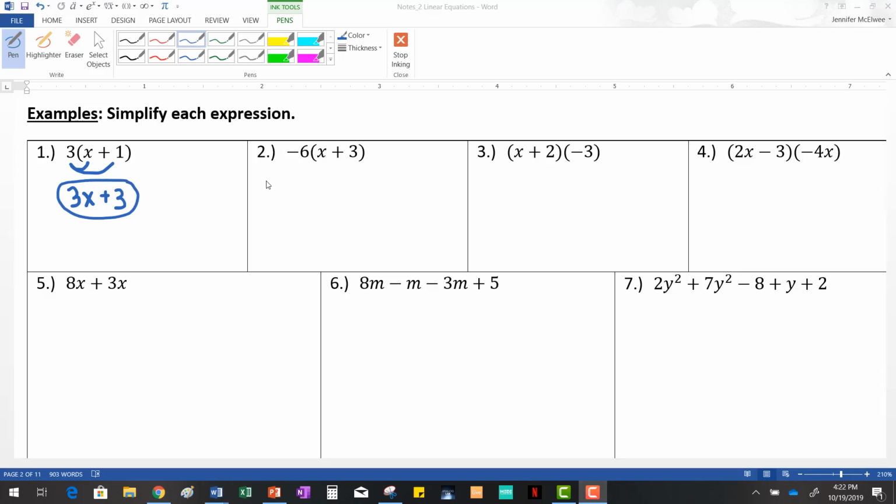Number 2, negative 6 times the quantity of x plus 3. Again, I need to use my distributive property. Negative 6 times x gives me negative 6x, and negative 6 times 3 is negative 18. Now, if I want to save myself some steps, instead of writing plus negative 18, because I know plus and negative is the same as subtraction, I'm going to write negative 6x minus 18. Normally, this would be the step that I write first.